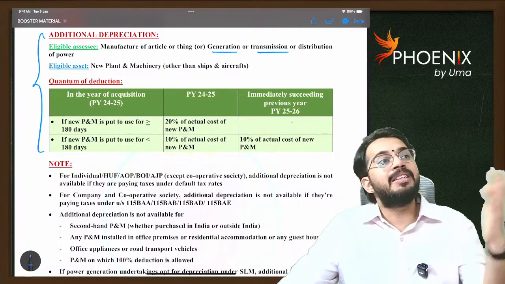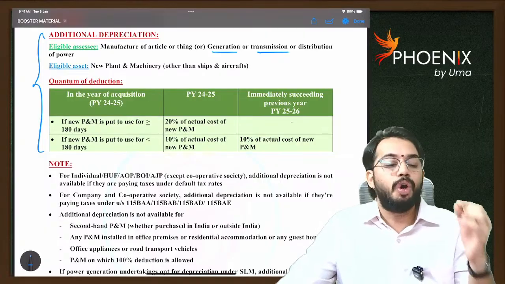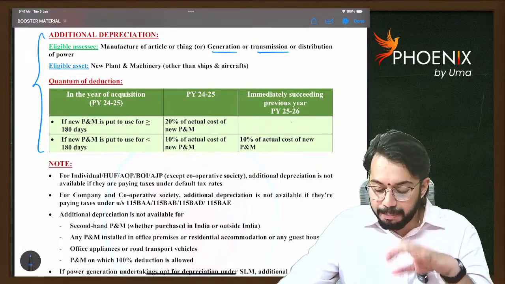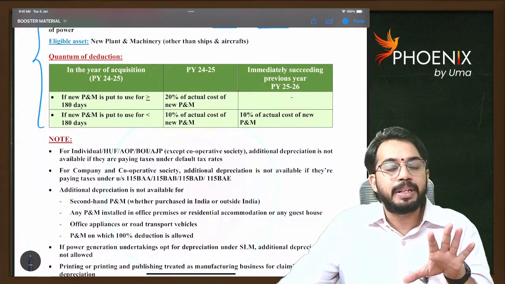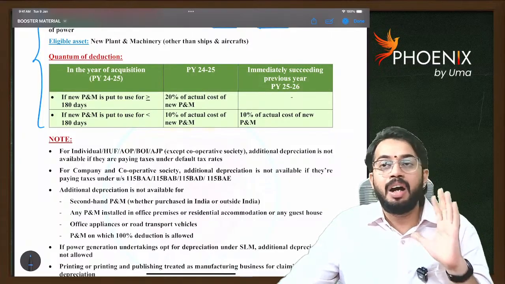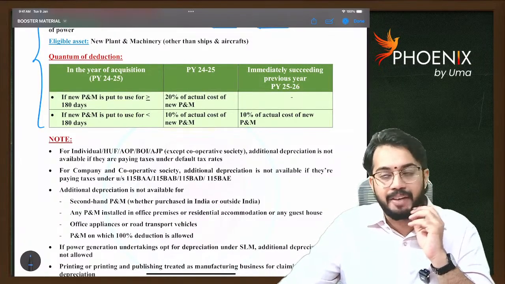Sir, I purchased second-hand plant and machinery. Can I claim additional depreciation? No. Only on new plant and machinery, I can claim additional depreciation. Are you able to understand? So I can claim additional depreciation only on new plant and machinery. Only for new plant and machinery additional depreciation is available.